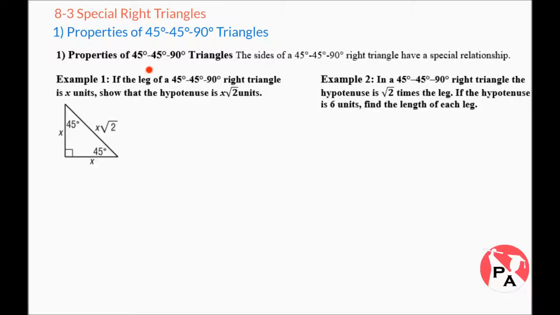So about the properties of the 45, 45, 90 degrees triangle, this question is going to give us what properties we have once we solve it. It says, if the leg of a 45, 45, 90 right triangle is x units, show that the hypotenuse is x radical 2 units. On the figure everything is given, but we need to show it.